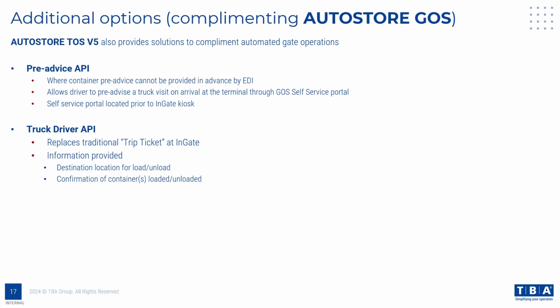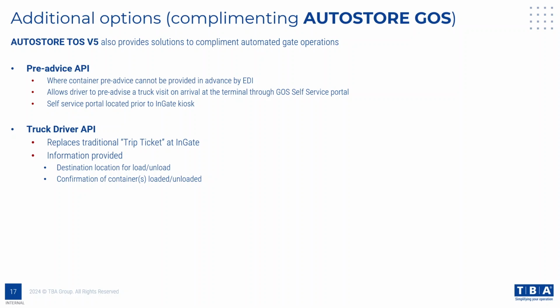I just wanted to also mention a couple of other solutions we have which complement the OCR systems, the GOS system especially. So we mentioned at the pre-arrival stage, most terminals will have pre-announcement, pre-advice coming in. But that's not always the case. We've put in a pre-advice API. So if you don't have pre-advice by EDI, the pre-advice can actually be done through the system at the gate in some kind of self-service area. So we've implemented an API to do that, so that's standard now in the system, if that's something that would benefit your operation.